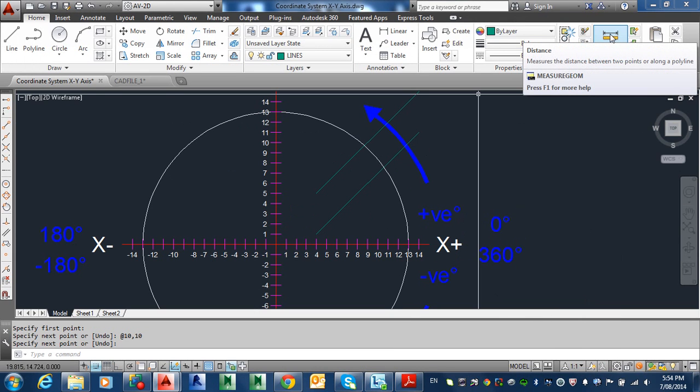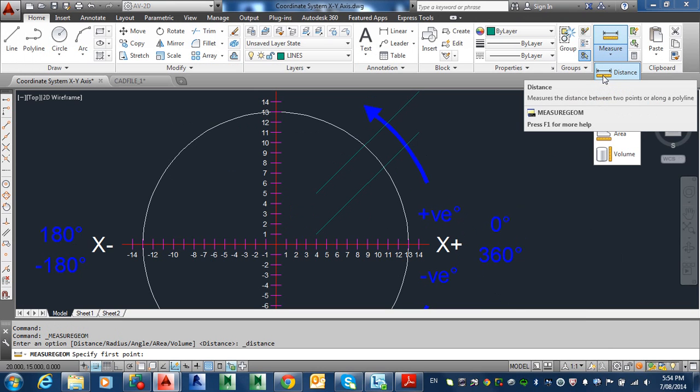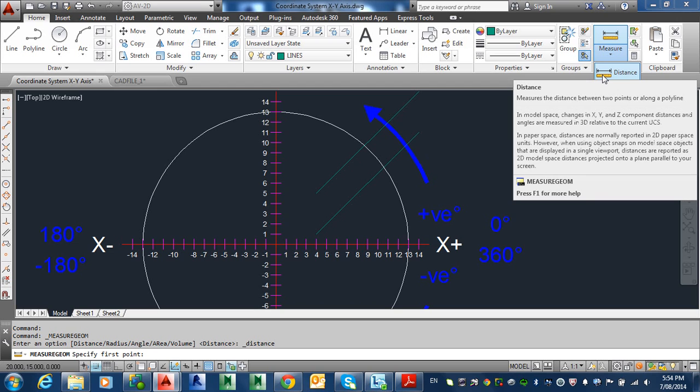Let's just use a measurer here. If I go down here, the distance command, or you can type in DI for distance. Get used to that, either typing it or clicking it if you can find it. DI for distance is a command that you've got to use all the time to double check stuff.